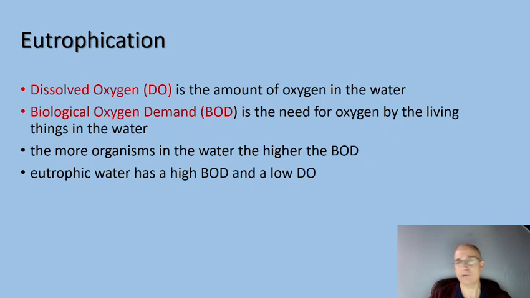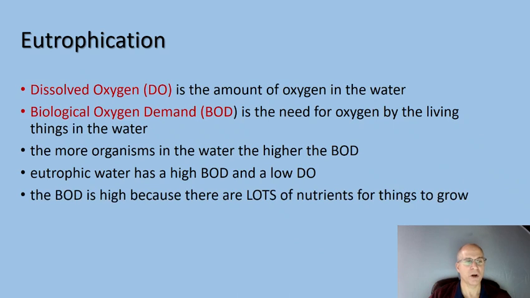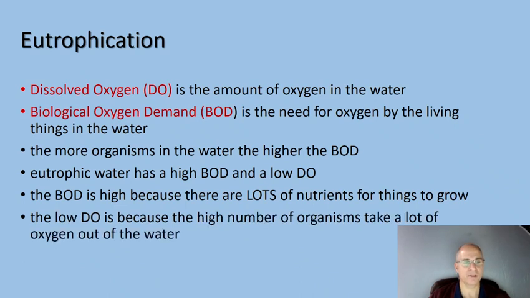And as they do that, if we have lots of organisms taking oxygen out of the water, the DO, or dissolved oxygen, levels plummet. So in the case of a eutrophic lake, where we have lots of nutrients being dumped into the water, a lot of organisms are going to be growing in there. They're going to be pulling the oxygen out of the water. As the biological oxygen demand with all those organisms there goes up, the actual amount of oxygen, the dissolved oxygen, goes down. So that low dissolved oxygen level is because of the high number of organisms there that are taking the oxygen out of the water.